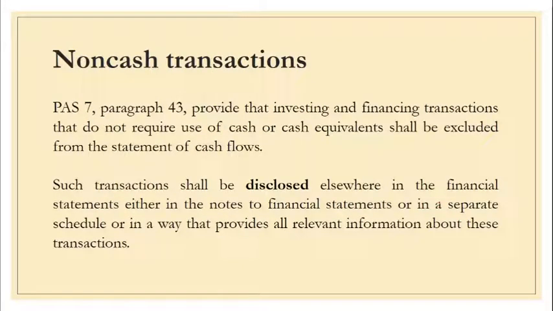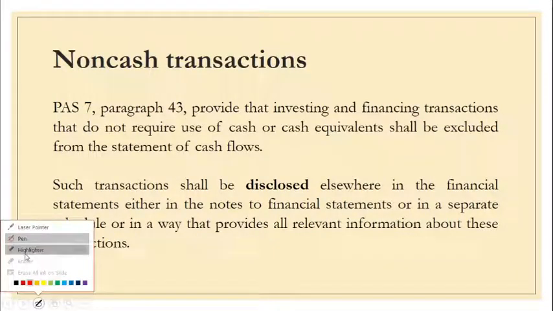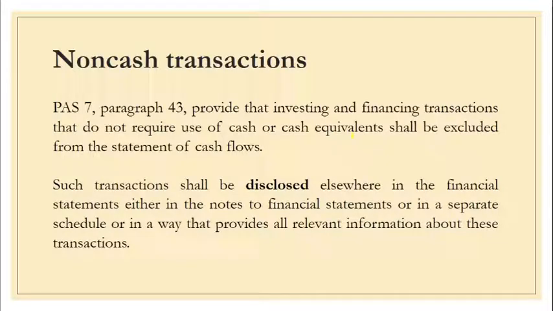Now, let's move on to non-cash transactions. So, PAS 7, paragraph 43 provides that investing and financing transactions that do not require the use of cash or cash equivalents shall be excluded from the statement of cash flows. Again, they should be excluded. Such transactions shall be disclosed elsewhere in the financial statements, either in the notes to financial statements or in a separate schedule, or in a way that provides all relevant information about these transactions.